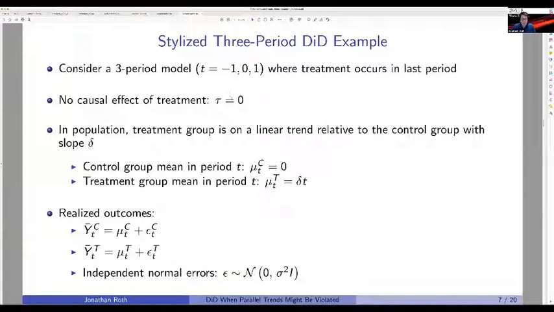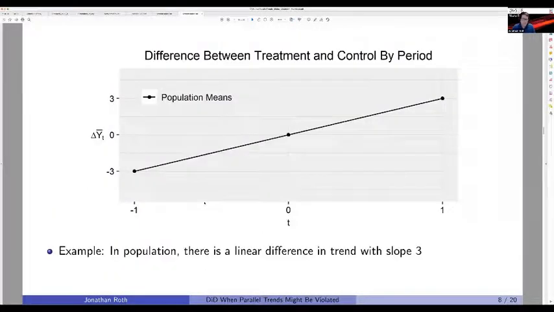For simplicity, let's think that there's no causal effect of the treatment whatsoever. But in population, the treatment group's mean outcome is on a linear trend relative to the control group. So the treatment group outcome is just growing faster than the control group's outcome in a linear way. And then our realized outcomes are just going to be the mean outcome in the population plus some independent normal noise. So I think this is an example that's easiest to see in graphical form.